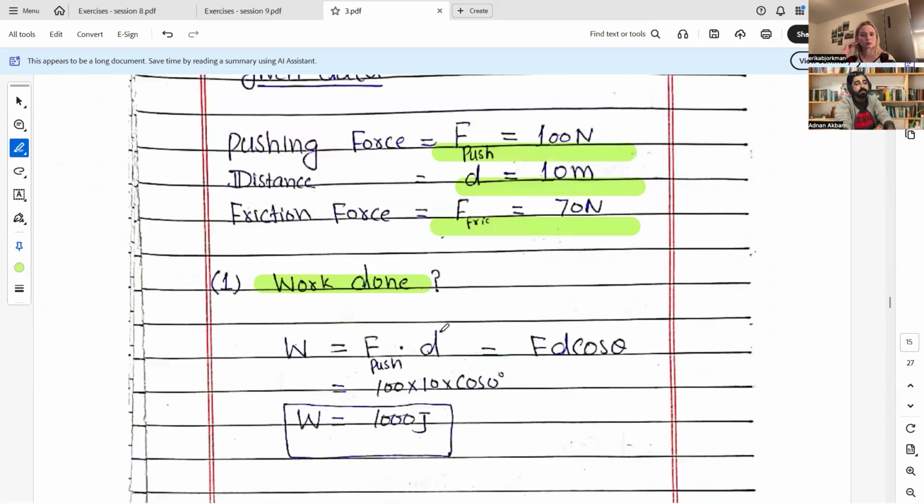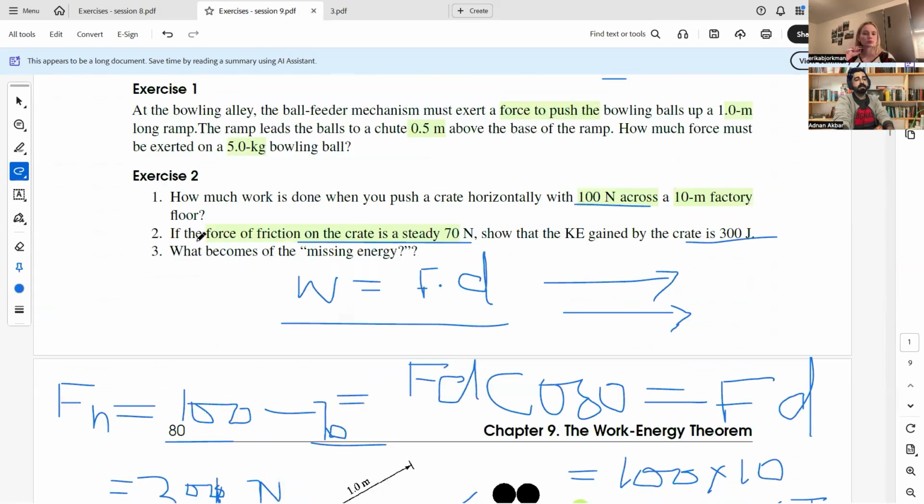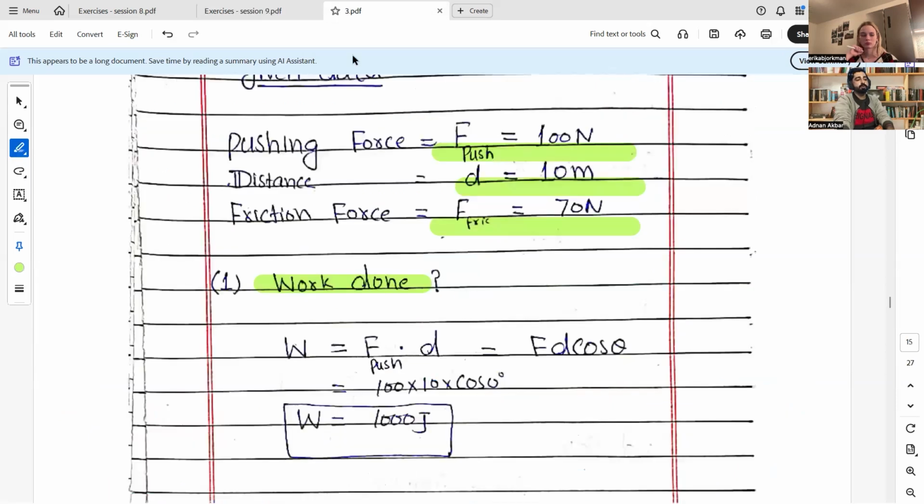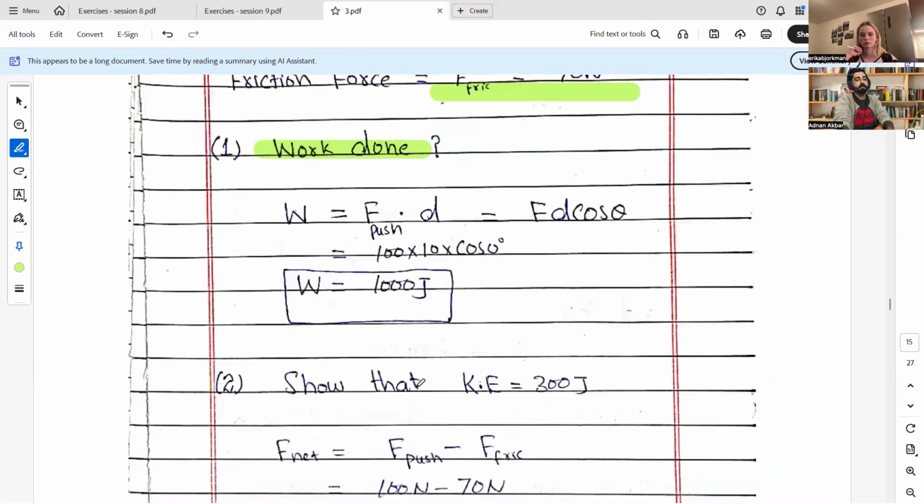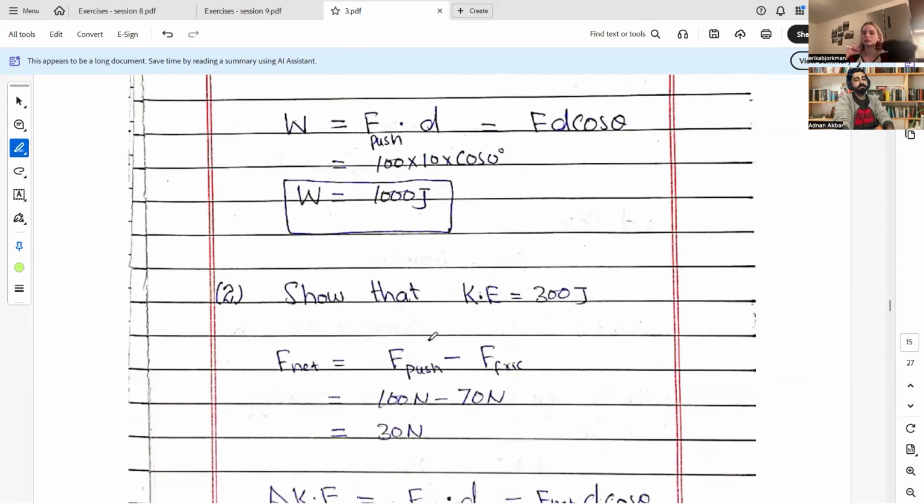We are just calculating the work done. Fd is equal to F cos theta, which is cos of 100 multiplied by the 10, equal to 1000 joule. But in the second case, it says that if the force of friction is 70 Newton, show that the kinetic energy gained by the crate is 300 joule. So for that purpose, we show that the kinetic energy is equal to 300 joule.